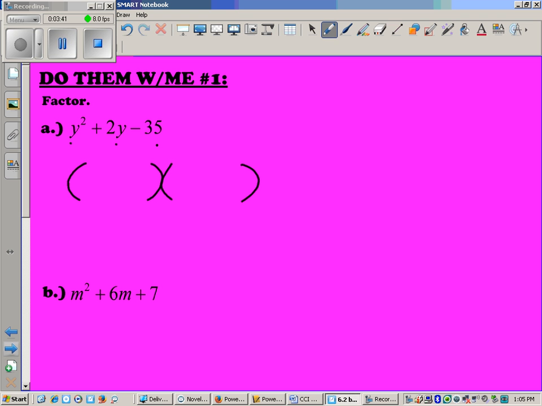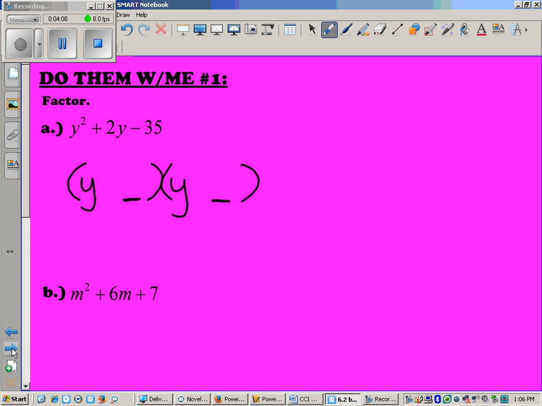So I'm going to start with this y squared. And if I want to take this y squared and break it up into smaller pieces, can I put a y here and a y here? So that way, if I were to FOIL, what's y times y? I get y squared, right? Okay. The next thing I need to do is figure out what numbers go inside next to my y. I need to figure out 2 numbers that go inside that when I FOIL it, I'll end up getting the 35, the negative 35, and the positive 2.